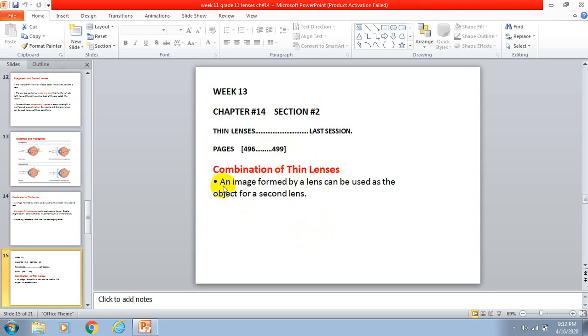What will happen? An image formed by a lens can be used as the object for a second lens as well. Like if an image is formed by a single lens, that image can be used as the object for the second lens. That was the combination of lenses.